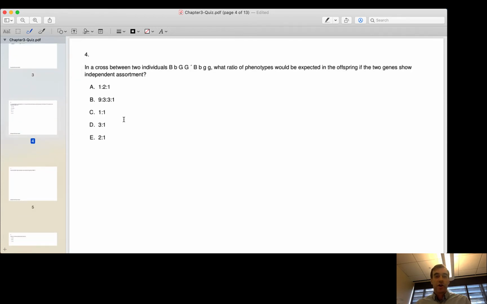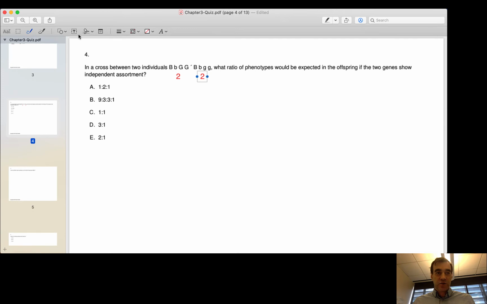Question number 4, in a cross between two individuals, big B little b big G big G, and big B little g little g, what ratio of phenotypes would be expected in the offspring if the two genes show independent assortment? The first thing I would do when I answer this question is calculate the number of gametes that each one of these individuals can produce. And so the answer is 2 for both of these. So both individuals can produce 2 different gametes.